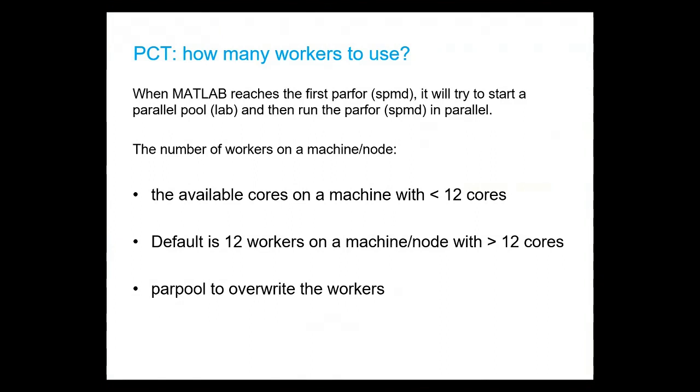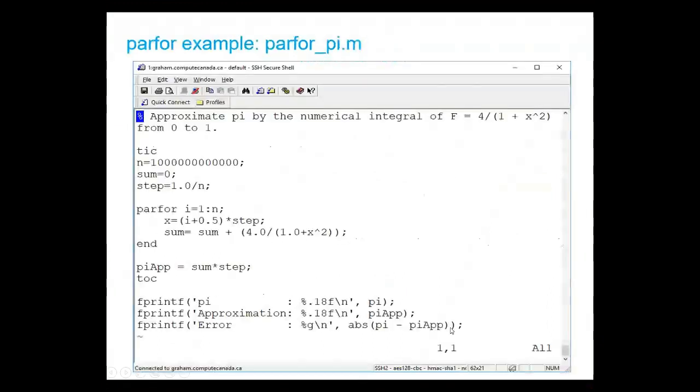So MATLAB provides a tool called parpool to override that number. You need to add a parpool. Say if you want to run 20 workers, then you need to override that 12 workers. Okay, and then we can show you a few cases.